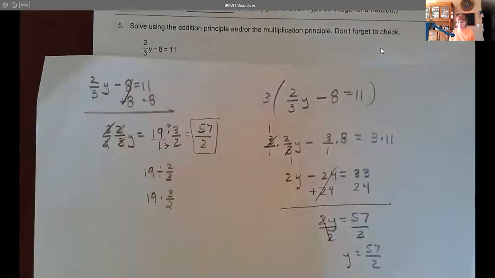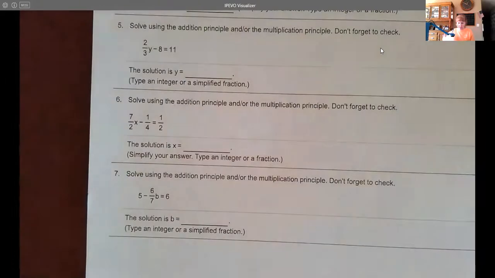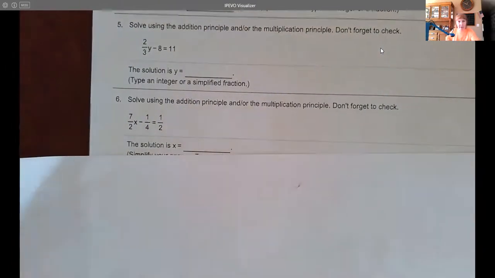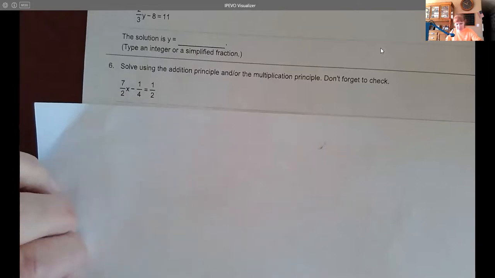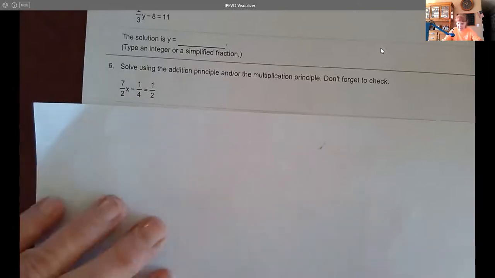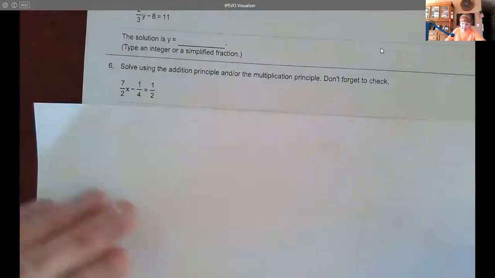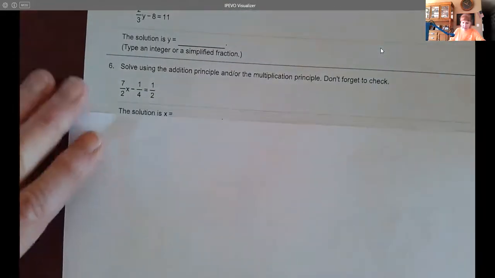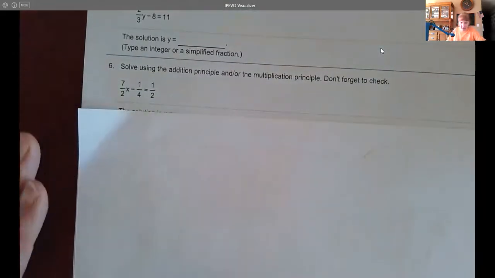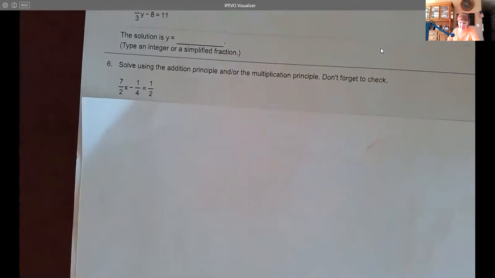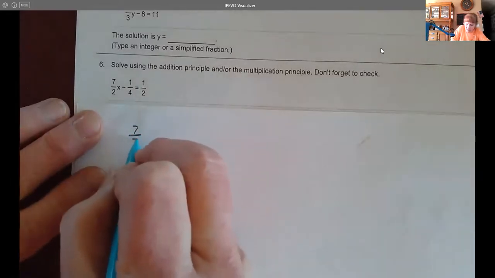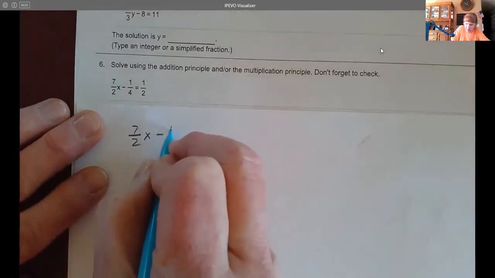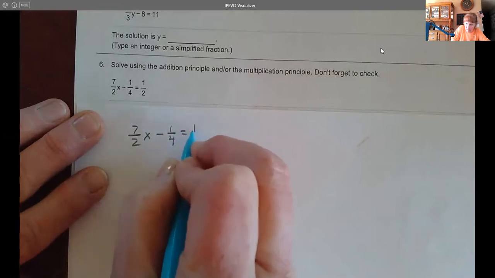All right, let's do a few more of these. Turn this page over. Let's look at number 6. Let's eliminate the fractions, especially because there's so many of them. All right, so let's go ahead and look at 7/2. Okay. So we've got 7/2 x minus 1/4 equals 1/2.